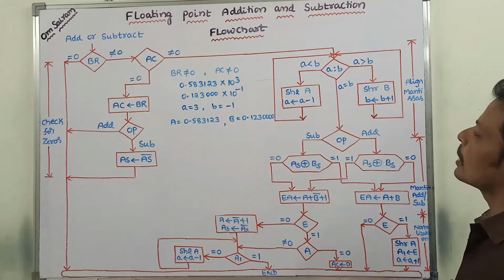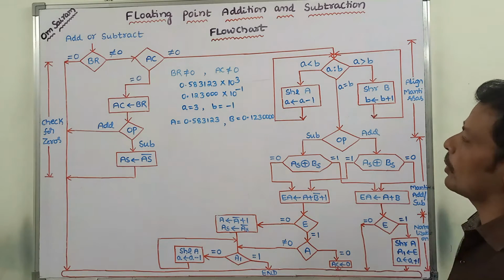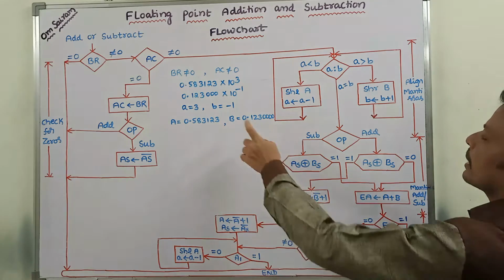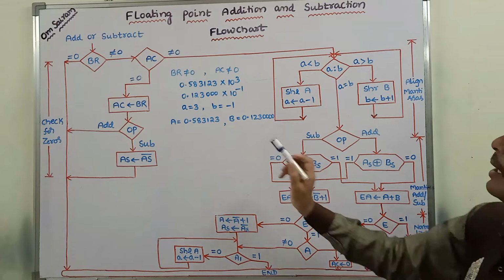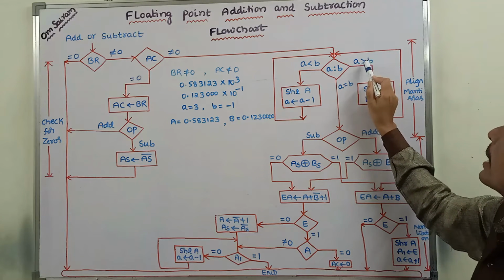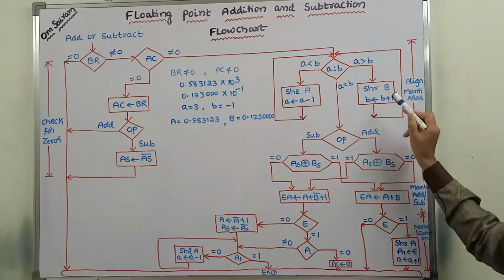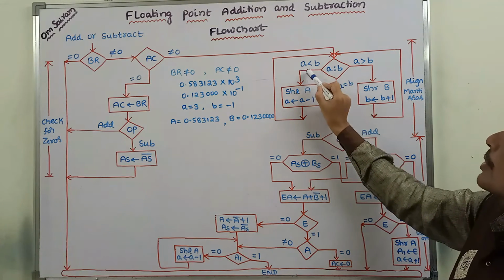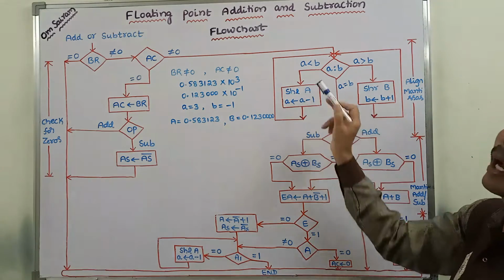So we have to compare the exponents of the two floating point numbers. The a value is 3, the b value is -1. When we compare these two exponents, 3 is greater than -1, so a is greater than b. Whenever this condition is true, we have to follow this approach. Suppose this condition is true, a less than b, then we have to follow this other approach.